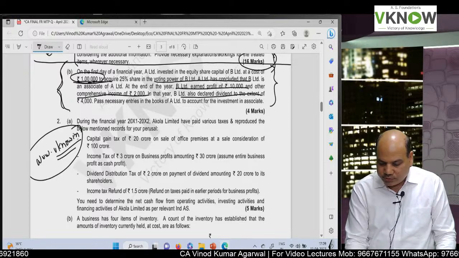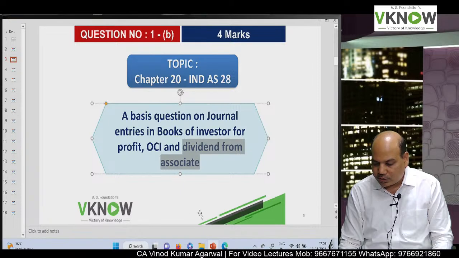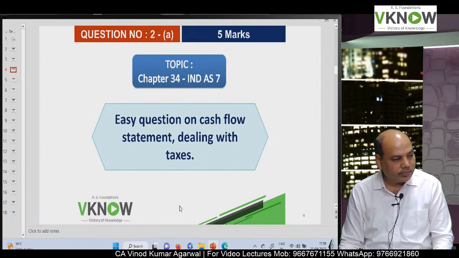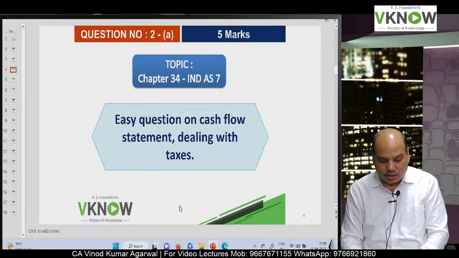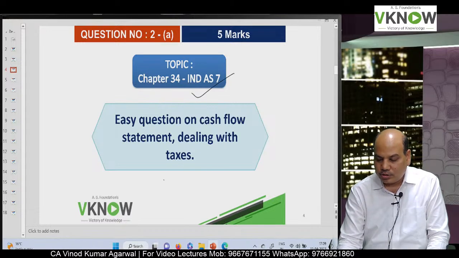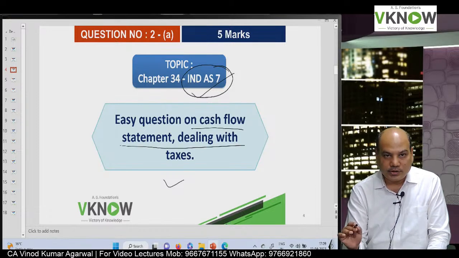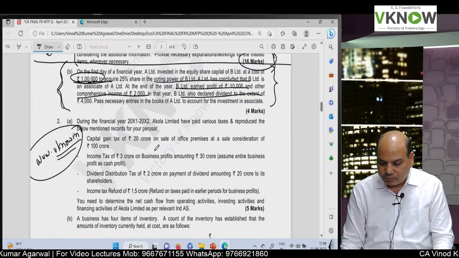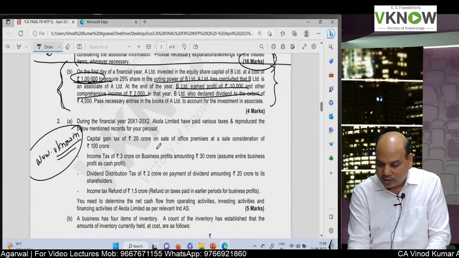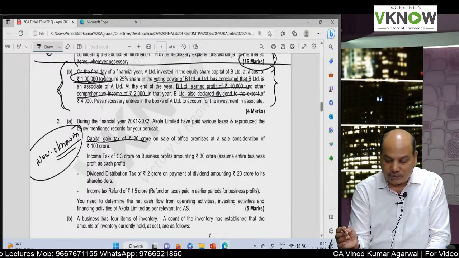So question number 2 was a very easy question. That was only for 4 marks. You have to pass 4 entries, you get 4 marks. Question number 2A was for 5 marks. It was again a very easy question on Ind AS 7 statement of cash flow. So they have given you certain transactions. You have to identify where you will put those transactions. Some transactions will be written in operating activity, and the associated tax will also be written in operating activity.